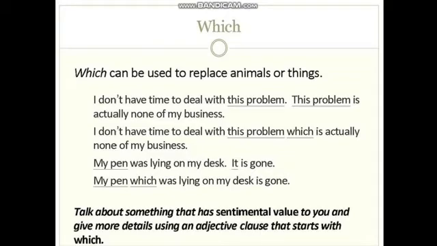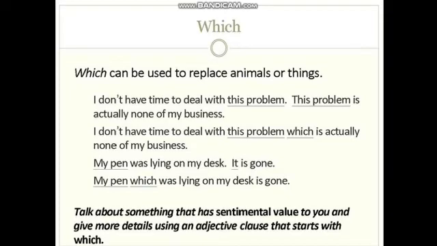I don't have time to deal with this problem. This problem is actually none of my business. If we combine these two sentences and use which, the sentence would be, I don't have time to deal with this problem, which is actually none of my business. You can have a look at another one. My pen, which was lying on my desk, is gone. We simply add two sentences and use which.